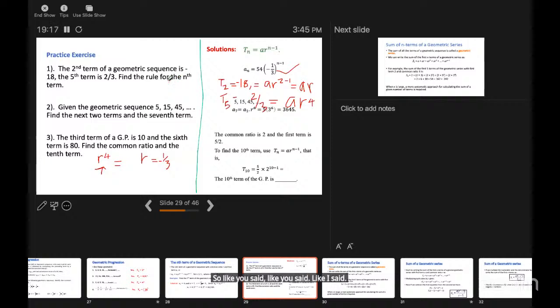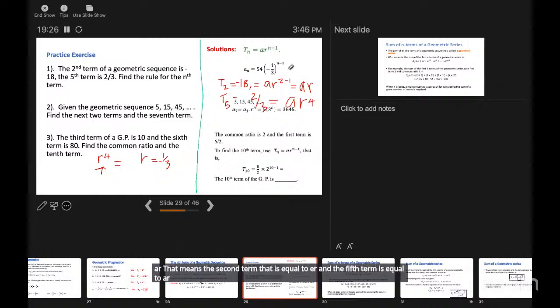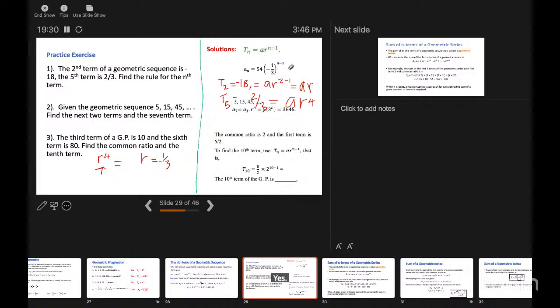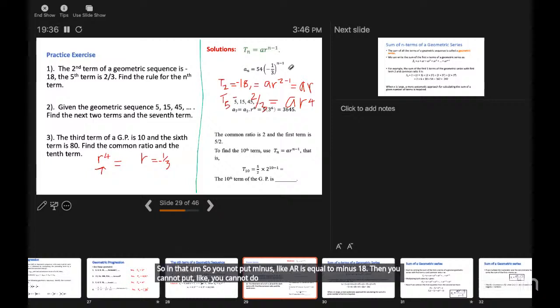firstly, he said T2 is equal to AR. That means the second term is equal to AR, and the fifth term is equal to AR raised to power 4. So you put AR is equal to minus 18. Then you can make A the subject of the formula: A is equal to minus 18 divided by R. Then put it in the other equation, then you can get your answer like that. That's what I was trying to say.